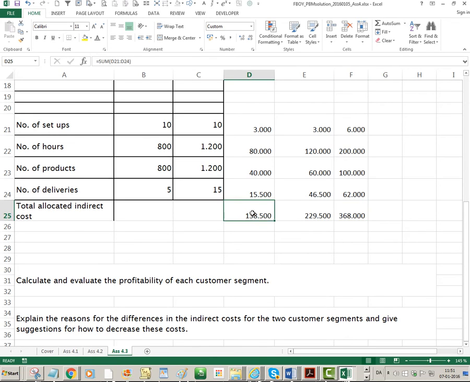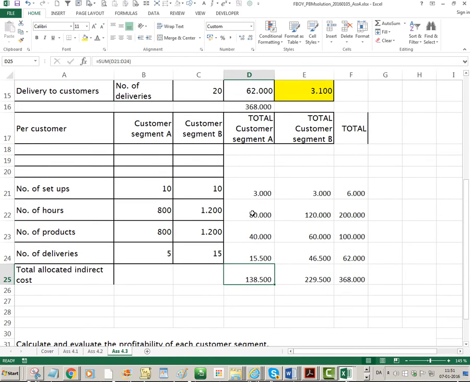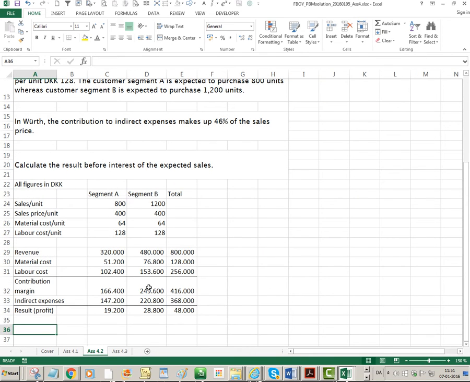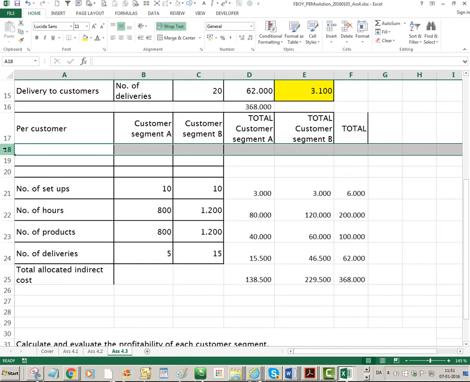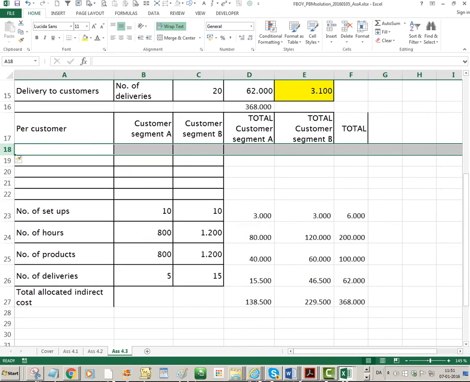So this was the allocated indirect cost, and then we have to reuse some from the second question, and basically down to the contribution margin we can reuse it from here. What way could we do it? We can do this in several ways. Maybe I'll do it in the more nerdy way for nerds. Okay, so we go there.